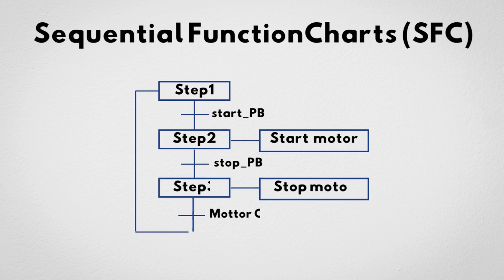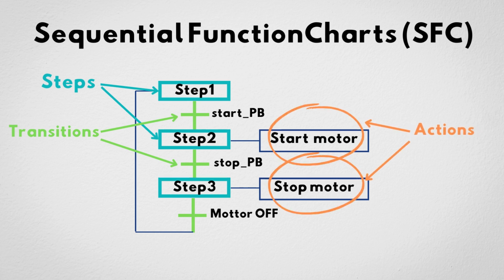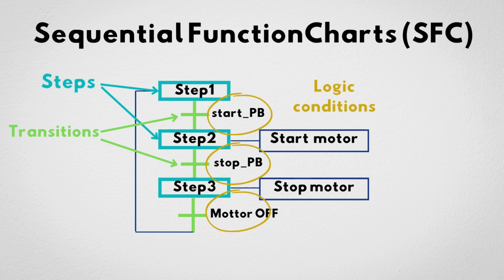Sequential function charts. Sequential function charts is a graphical PLC programming language based on GRAFCET. It consists of steps and transitions. Steps are the actions to be performed, and transitions are the logic conditions that need to be met before moving on to the next step.